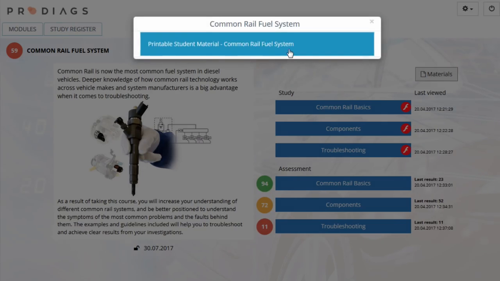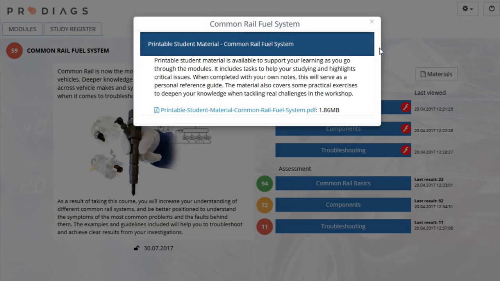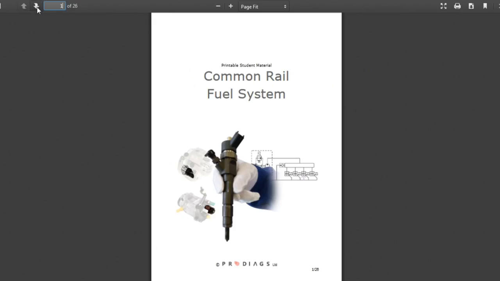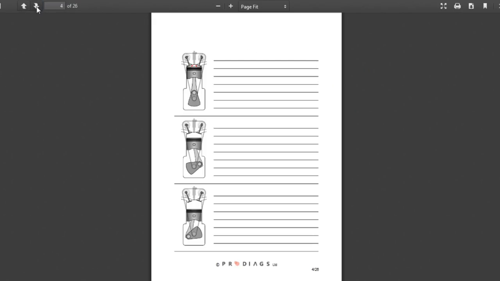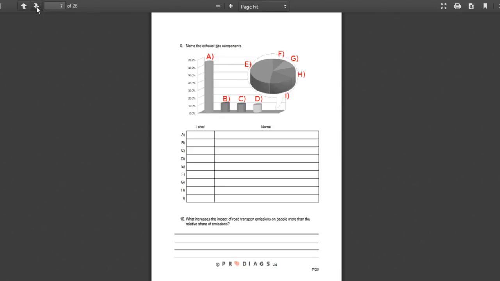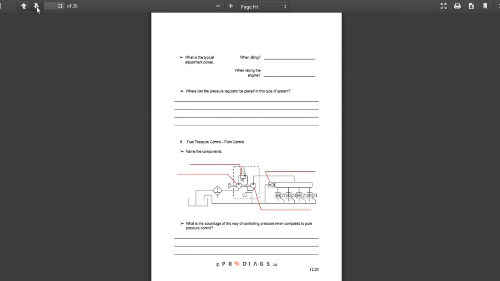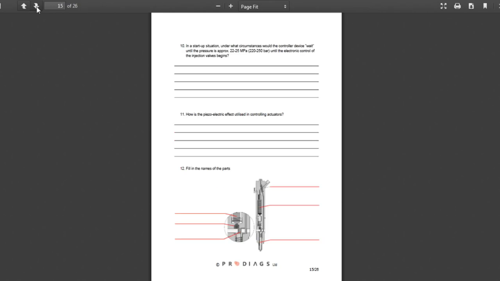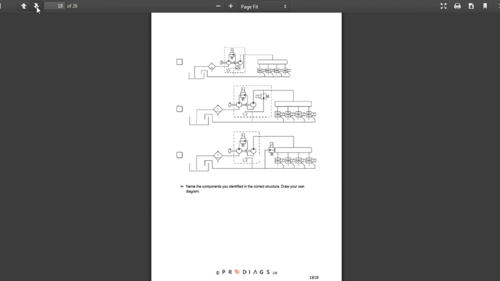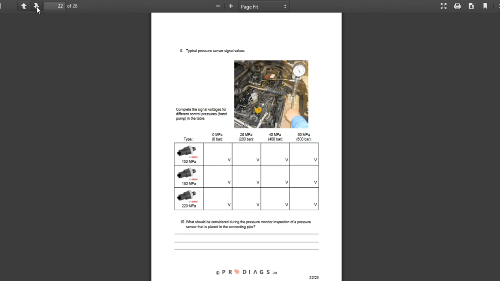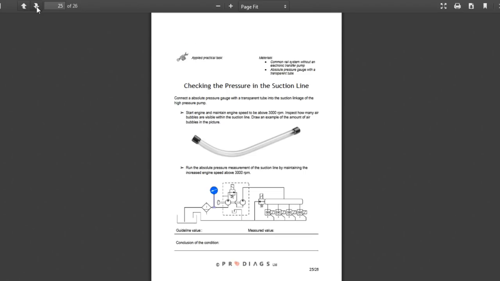As a result of taking this course, you will increase your understanding of different common rail systems and be better positioned to understand the symptoms of the most common problems and the faults behind them. The examples and guidelines included will help you to troubleshoot and achieve clear results from your investigations.